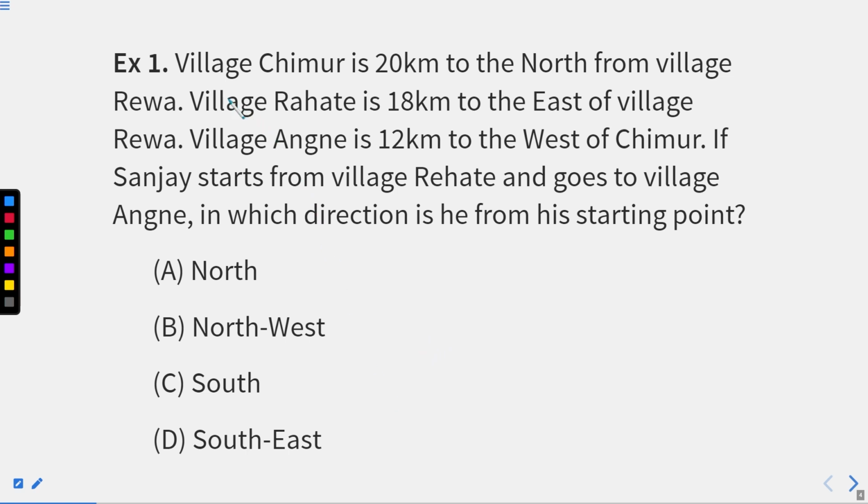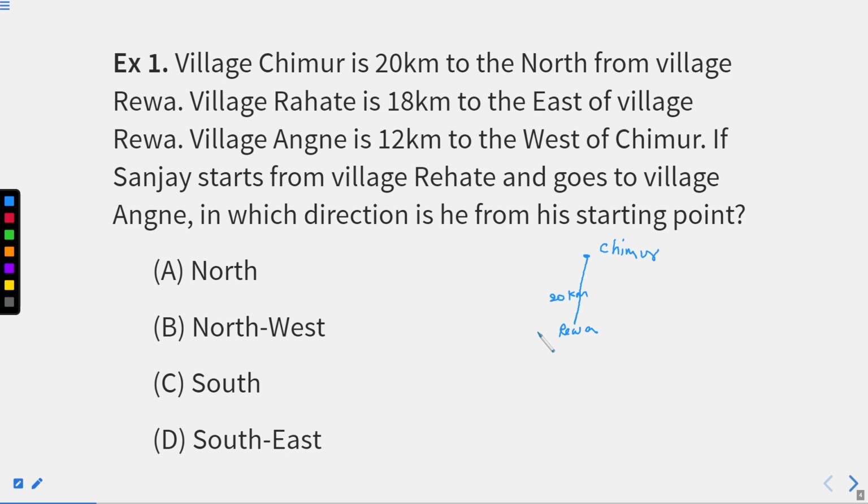So in this question, it is given that village Chimur is 20 kilometers to the north from village Reva. Let's say this is village Reva, and we know that village Chimur is 20 kilometers to the north from village Reva. If this is village Reva, north is going to be in the upward direction. This is going to be village Chimur, right? And the distance is 20 kilometers. We know the first part, right?